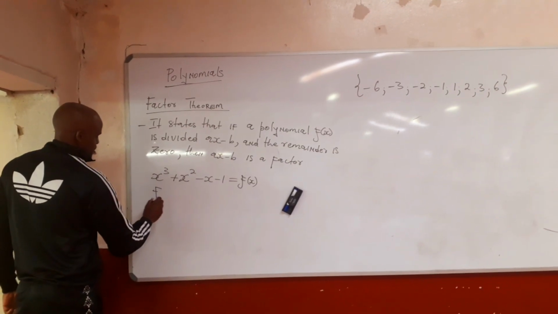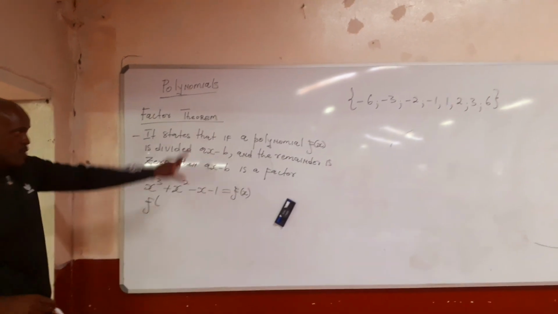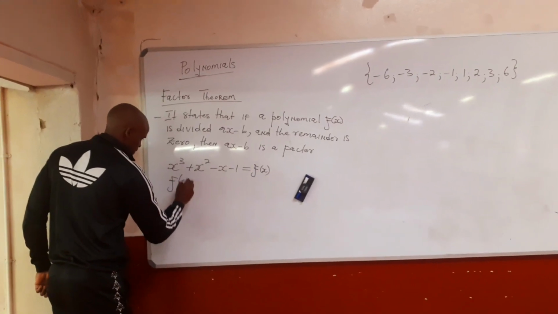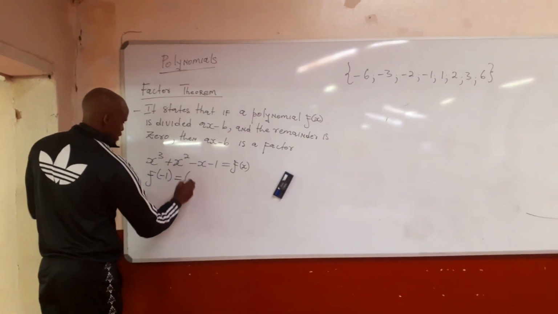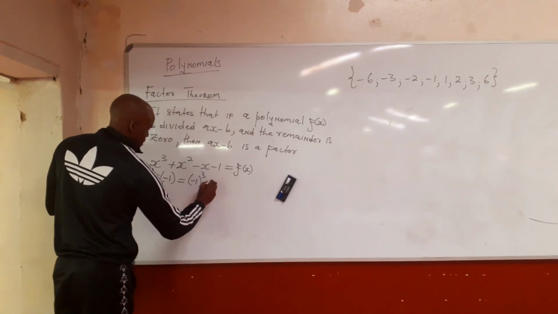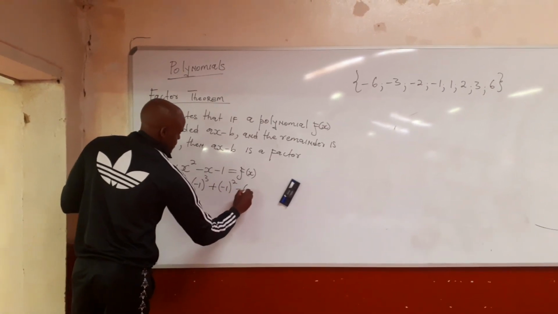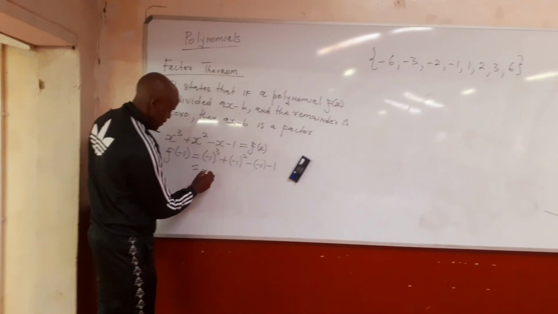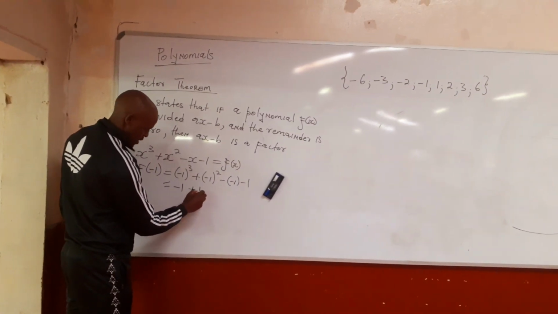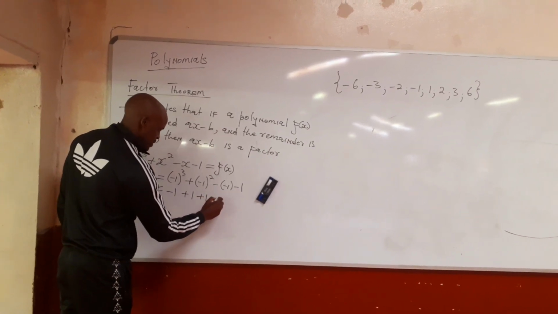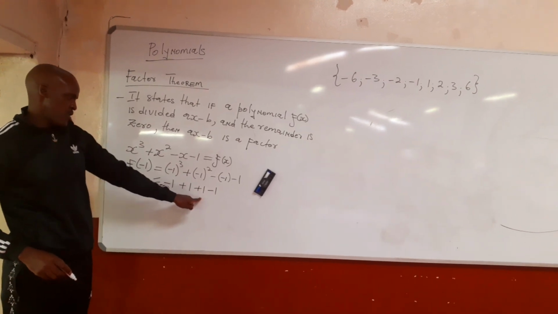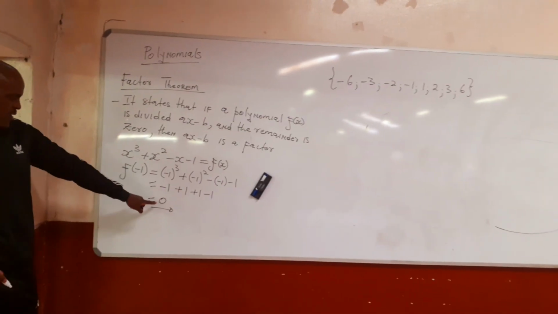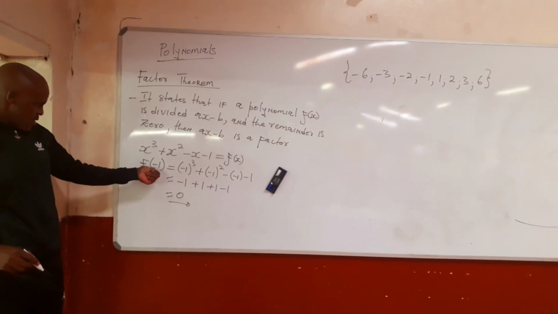Can you quickly find me the factor using those numbers? -1. So let's put -1. We want to check if we are going to get 0. Right, find the answer. This is -1 plus 1 plus 1 minus 1, which is 1 plus 1 minus 2, that would be 0. So since our remainder is 0, that will mean this is our factor.